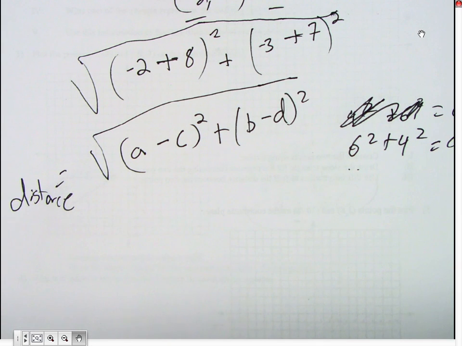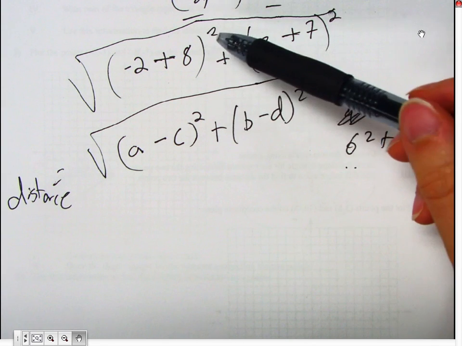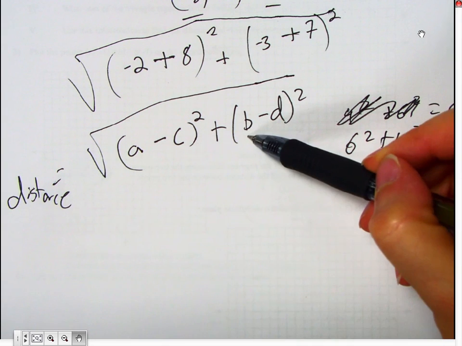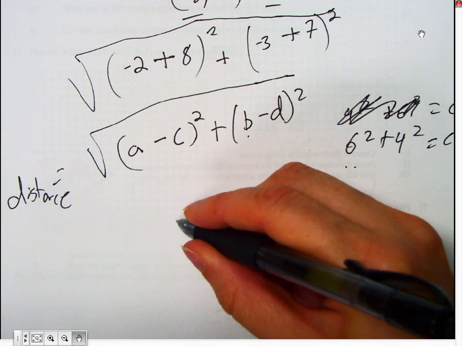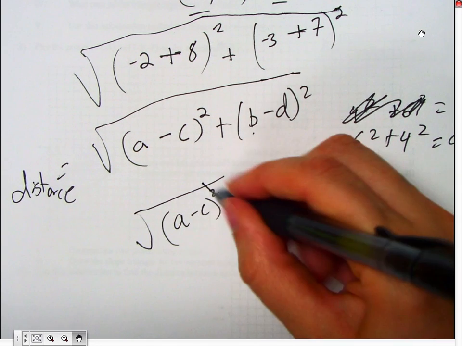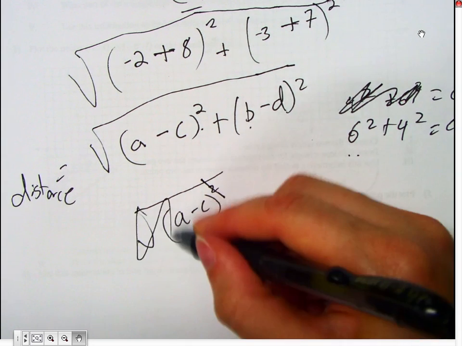Doesn't the square root and the 2, doesn't that cancel out? This? No, I mean the square root and the power. It would, except we're adding them together first. So it doesn't. If it was just a minus c squared square rooted, then they would cancel out and we would just have a minus c. But when you add it to something, you have to do it first.